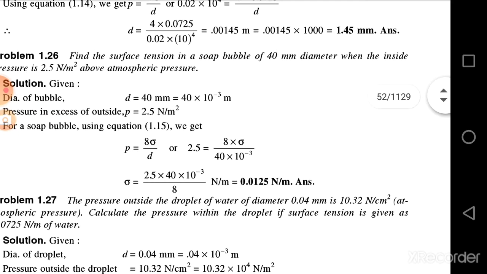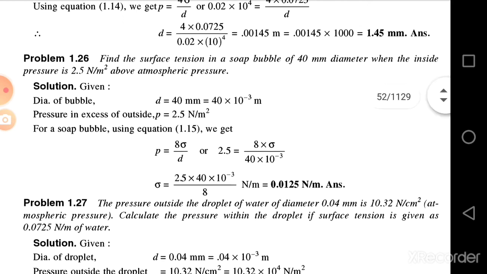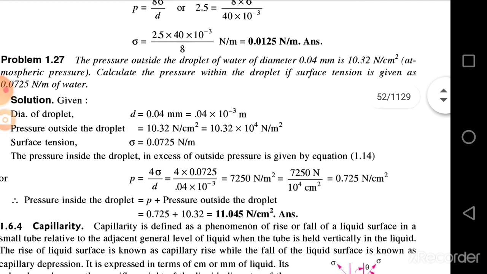Next problem, find the surface tension in a soap bubble of 40 mm diameter when the inside pressure is 2.5 Newton per millimeter square above atmospheric pressure. So diameter of bubble 40 mm, pressure 2.5 Newton per millimeter square. Using the expression P is equal to 8 sigma by D, surface tension is equal to 0.0125 Newton per meter.